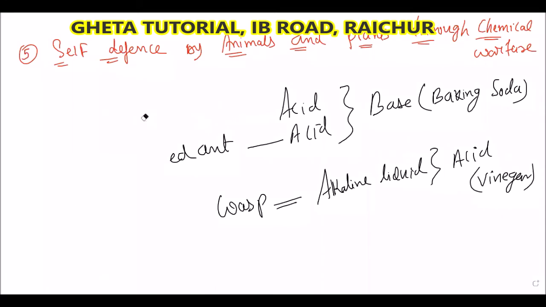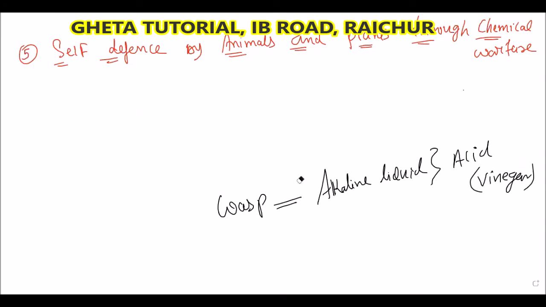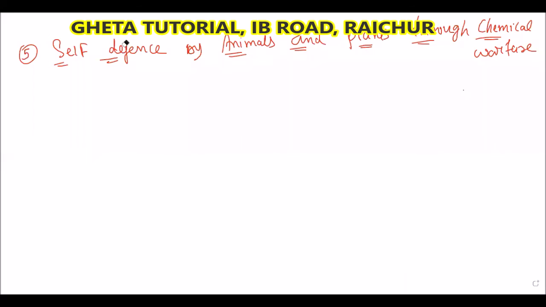So a honeybee injects acid called methanoic acid or formic acid, which gives the pain. You can get relief from this pain by applying baking soda. Likewise, a wasp also stings a person and injects an alkaline liquid, which gives the pain. Whenever vinegar is applied on the stung area, you will get relief.